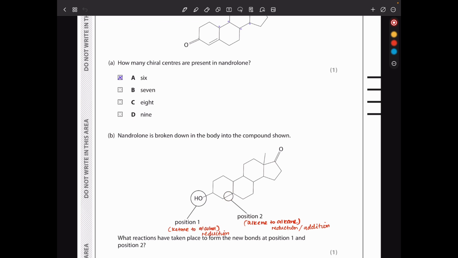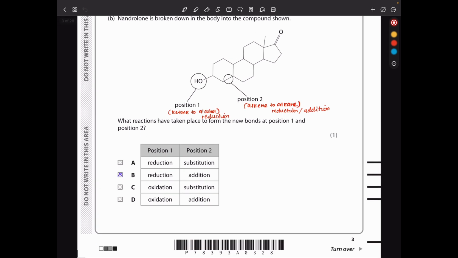On this side here, the double bond has disappeared because hydrogen has been added. Basically, it's an addition reaction. Some people could also call it reduction. So the possible answers here are reduction for this. Since there is no reduction here, but they've put addition, then this part matches, and so the answer is going to be B.